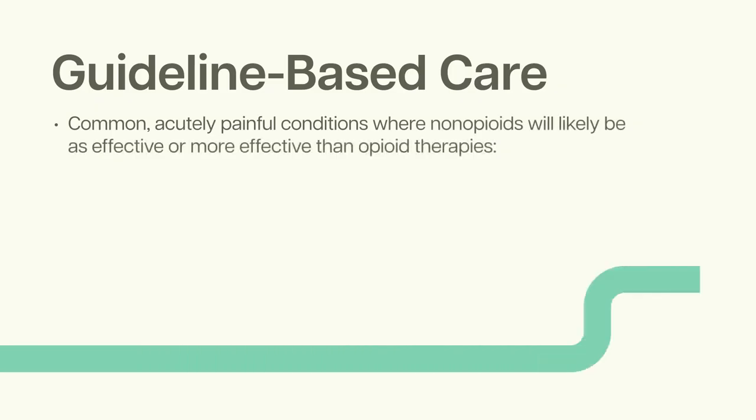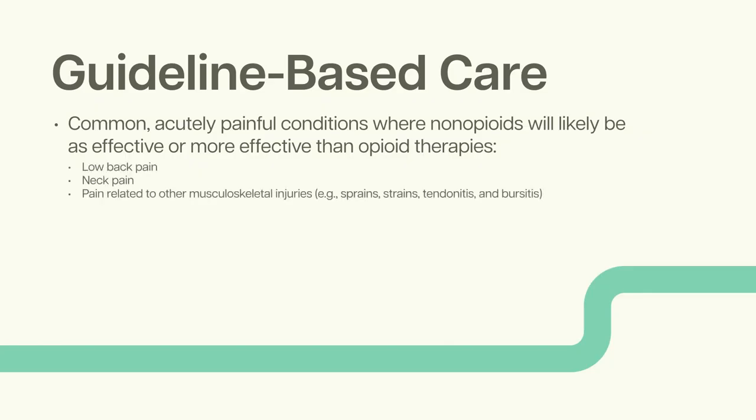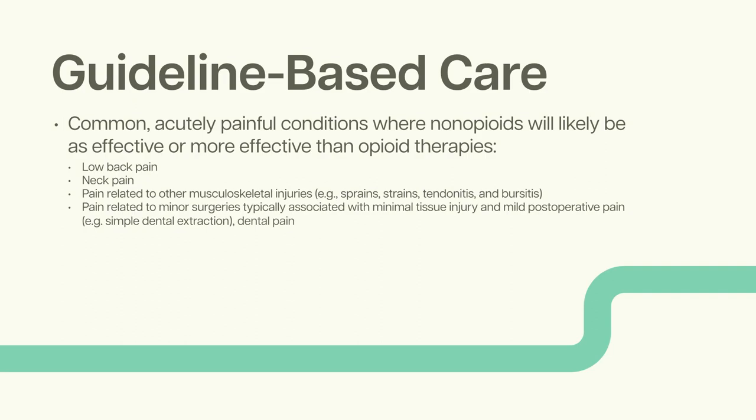Some of the common acutely painful conditions where non-opioids will likely be as effective or even more effective than opioid therapies include low back pain, neck pain, pain related to other musculoskeletal injuries such as sprains, strains, tendinitis, and bursitis, pain related to minor surgeries, a dental extraction being the quintessential example here, dental pain in general, kidney stone pain, and headaches, including episodic migraine.